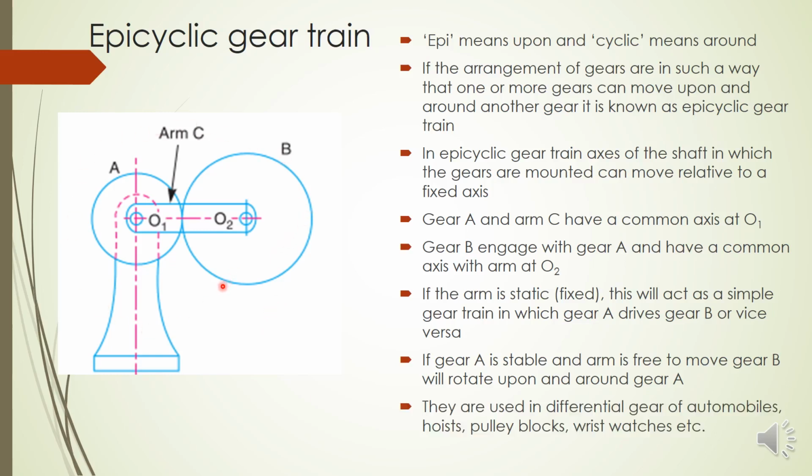Now where is this applied? The main application is in the differential gear of an automobile. We already discussed in the previous class what a differential gear is. A differential gear is used for taking a curve in a vehicle, such as a four-wheeler. We require the inner wheel to be at less speed compared to the outer wheel, so we use this epicyclic gear train. Similarly, we use epicyclic gear trains in hoists, pulley blocks, wristwatches, etc. That is an application of the epicyclic gear train.